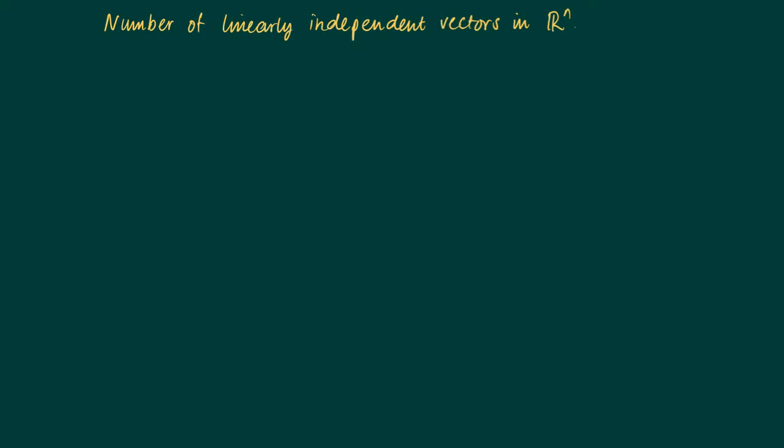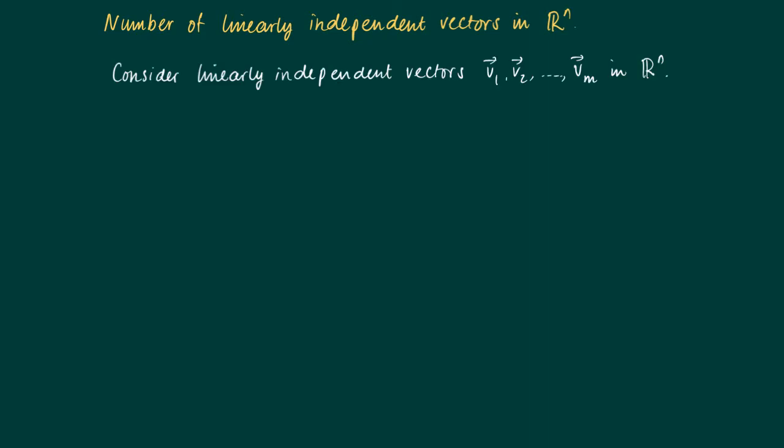I will show now that Rn cannot allow for too many linearly independent vectors. So suppose we have linearly independent vectors v1 till vm, so we have m linearly independent vectors in Rn. Then we make a matrix A with these vectors as columns. So A equals the matrix v1, v2, and the final column is vm.